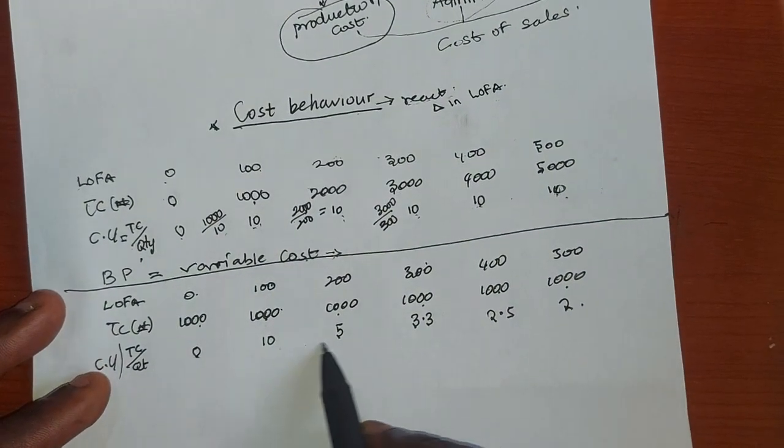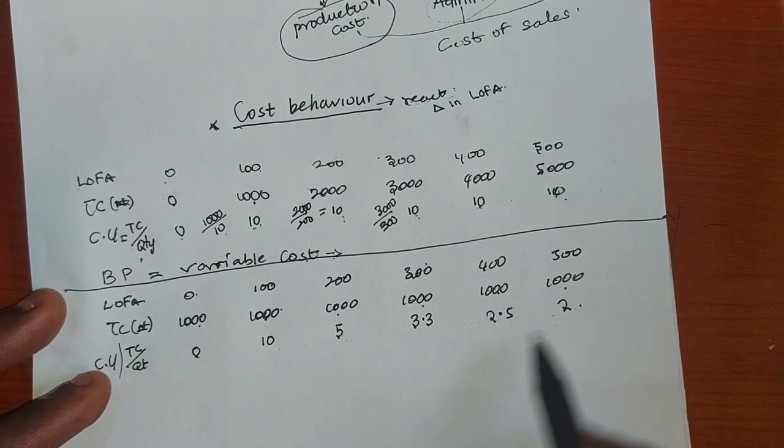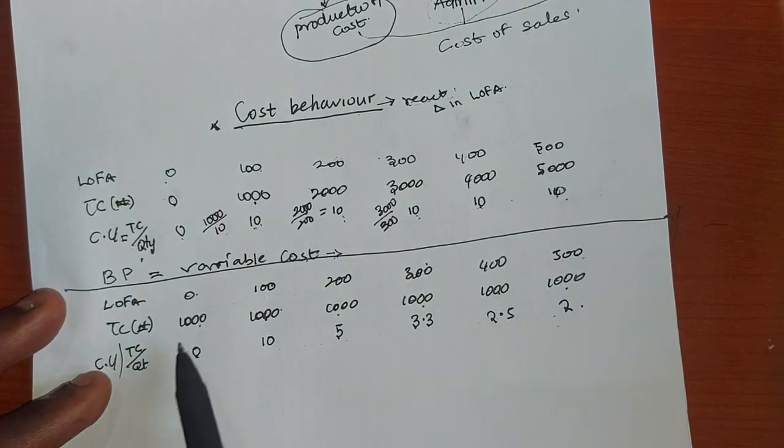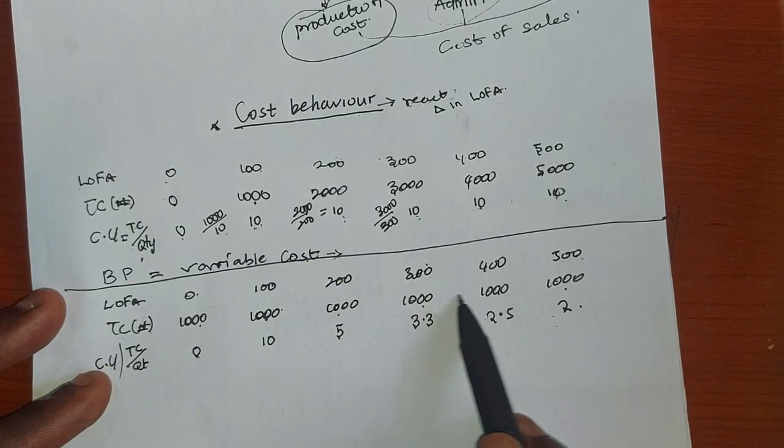Okay, look at our cost per unit. It reduces as level of activity increases, but the total cost remains unchanged.